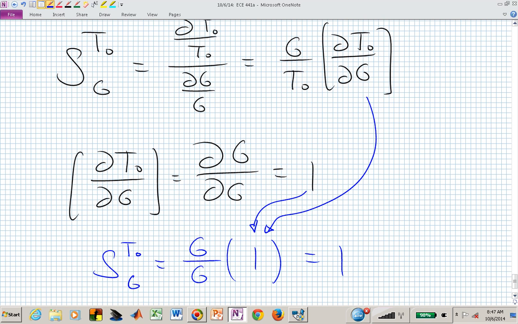And does that make sense? If we have a change in our plant, that same change is going to be seen in the transfer function for an open loop system, because it is the same thing. So if we had a 10% change in our plant, we would see a 10% change in our open loop transfer function. Let's now compare that with the closed loop.